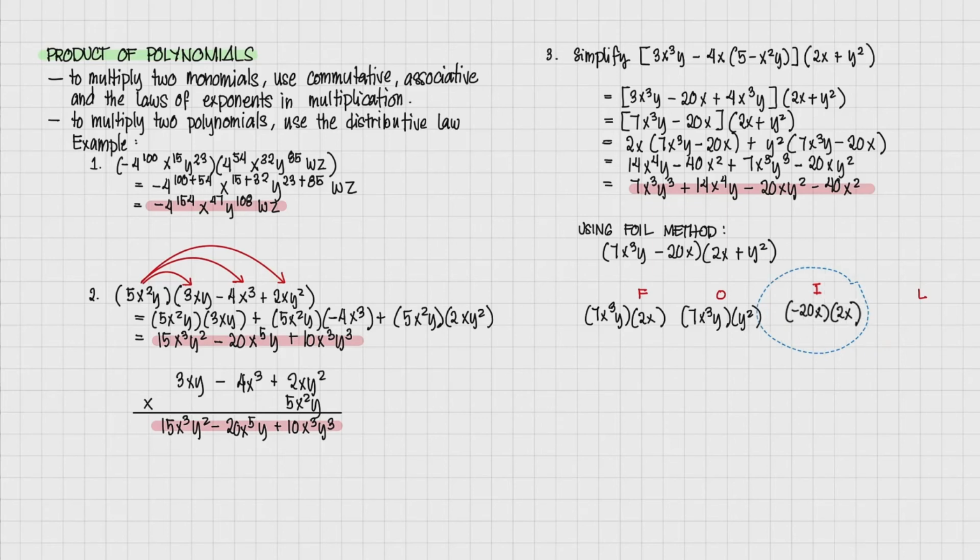Then, for the L, your L just stands for the last terms. So, our last terms are this one and this one. So, we're going to multiply that. So, you have negative 20x times y squared.